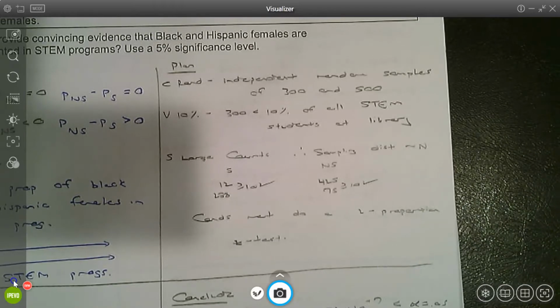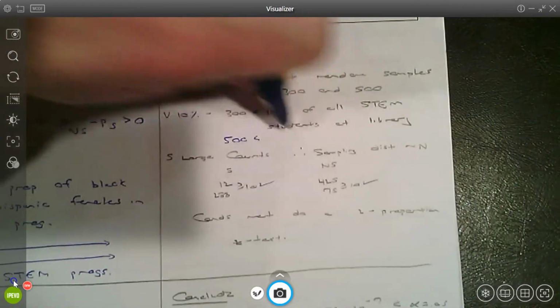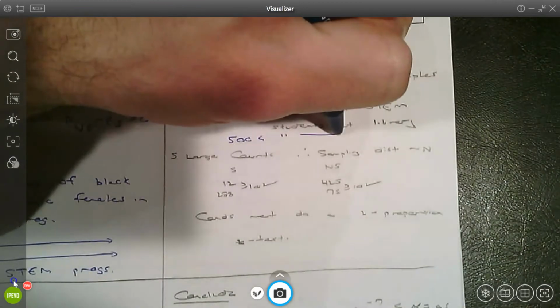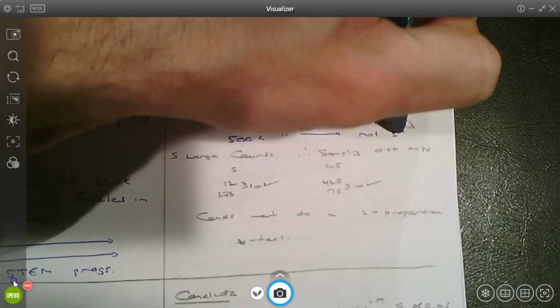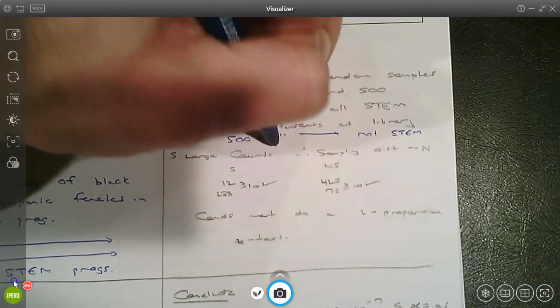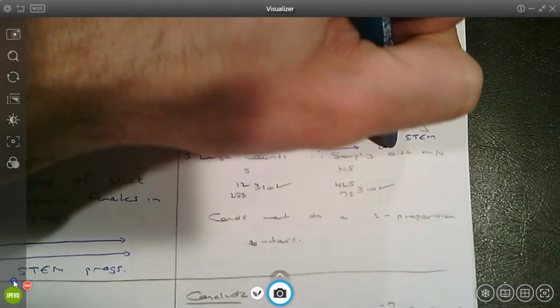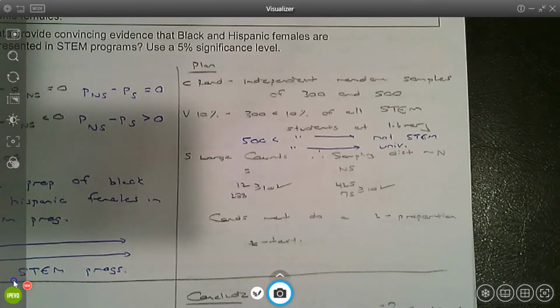Why did I say at a library? I don't know what I'm talking about. Maybe I'm thinking about the book I need to get from the library. And 500 is less than 10% of all non-STEM students at this university. So this has got to be like a pretty large university. So because 300 times 10, maybe not that large, I guess. You'd have at least 8,000 students. That's not that crazy.